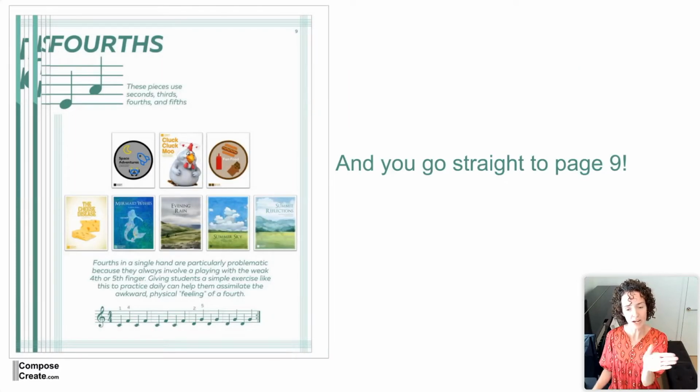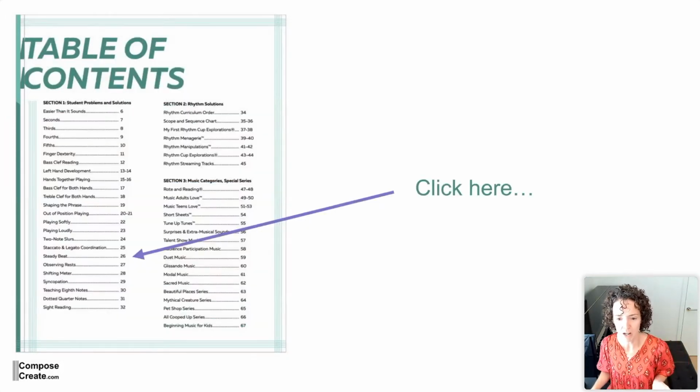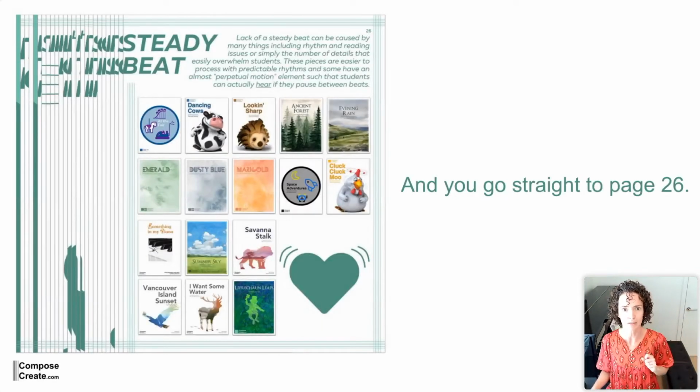And on page 9, you'll see all the music that specifically focuses on fourths, as well as a tip and an actual exercise for you to give your student to help them with that awkwardness of 1 and 4 and 2 and 5. That's just a really awkward thing happening with the fourths. If you go back to the table of contents and you check, you see steady beat, page 26, click on it, guess what? Boom, right there, you're on page 26. And all the music that specifically will help a student with steady beat is right there.